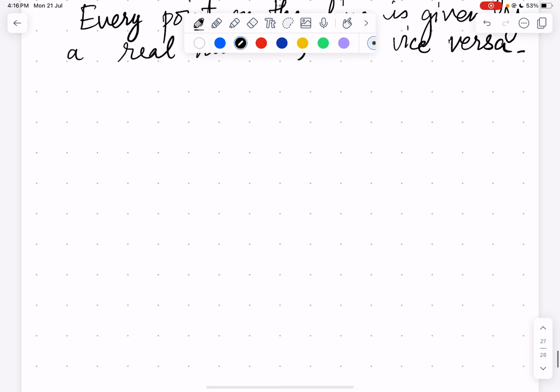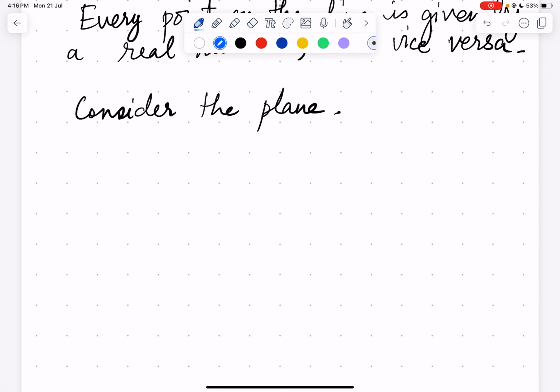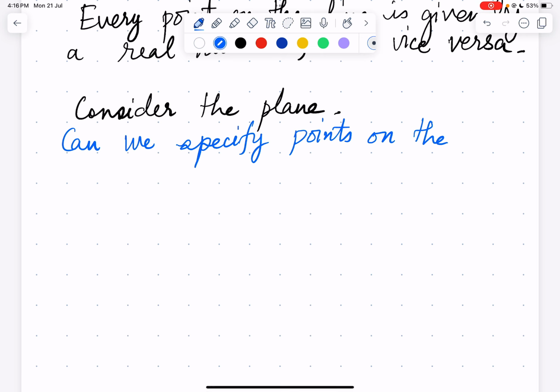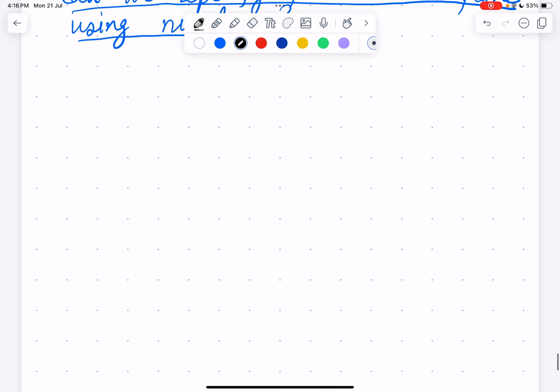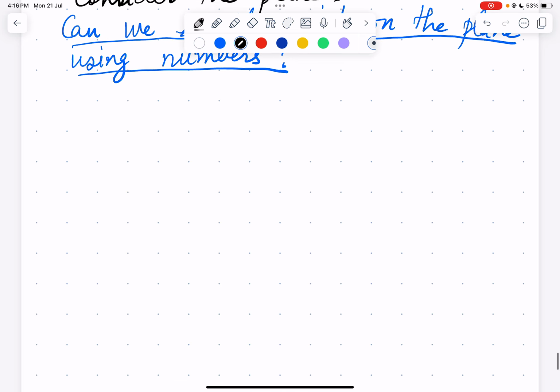So now we can try to do the same for the plane. So consider the plane. So we can ask, can we specify points on the plane using numbers? So we'll try to do this. We'll try to specify points on the plane using numbers.